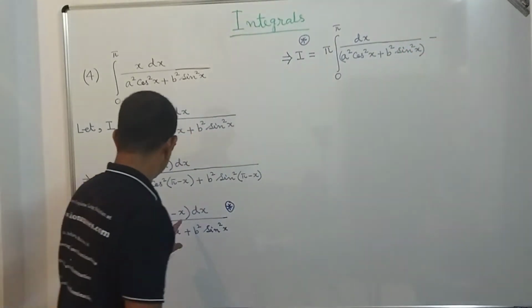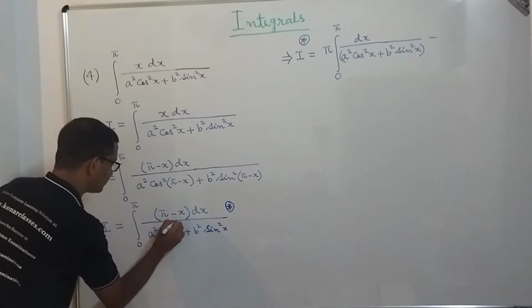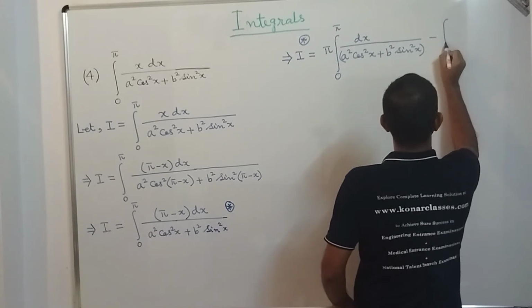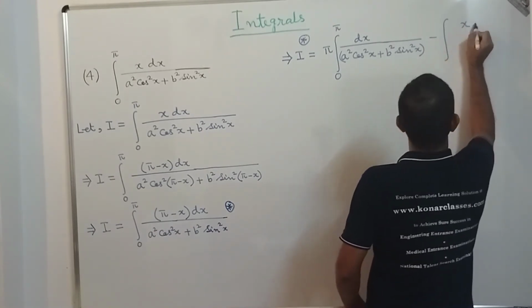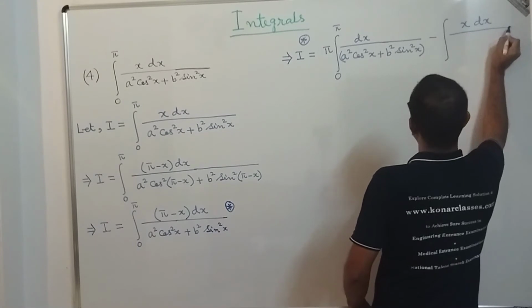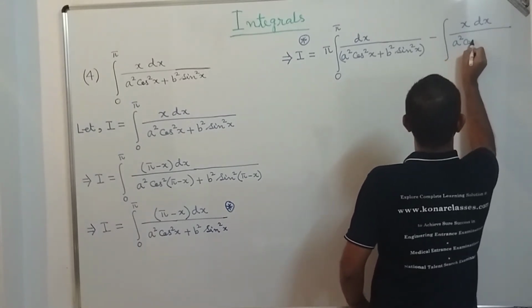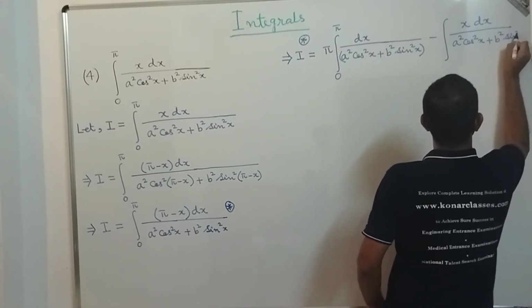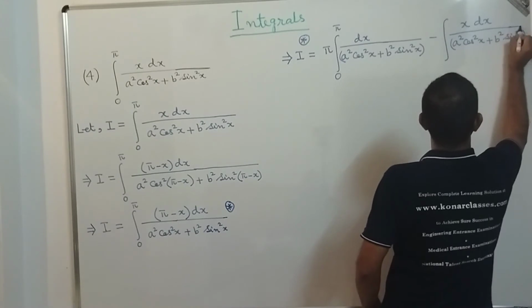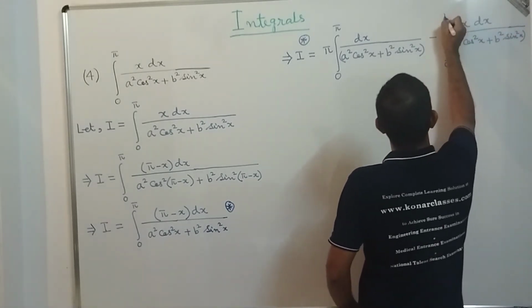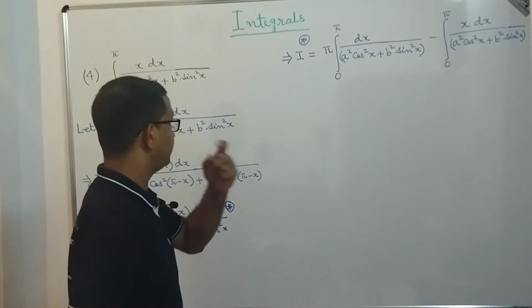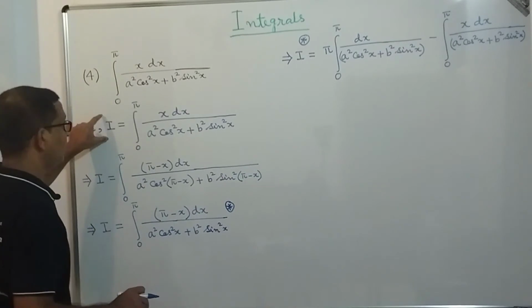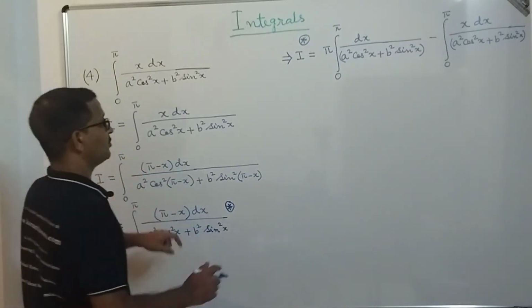Minus integration x dx divided by a square cos square x plus b square sin square x. And what is the limit of the integration? From 0 to pi. Interestingly, that integral from 0 to pi of x dx by a square cos square x plus b square sin square x is nothing but I. This is I, right?